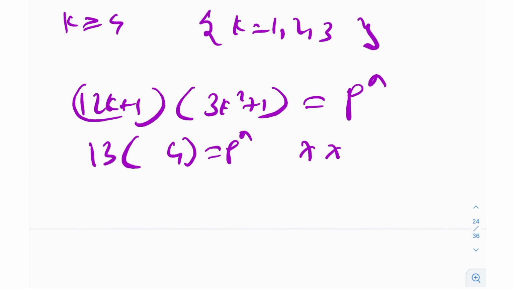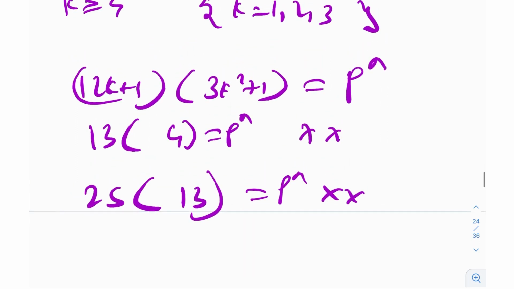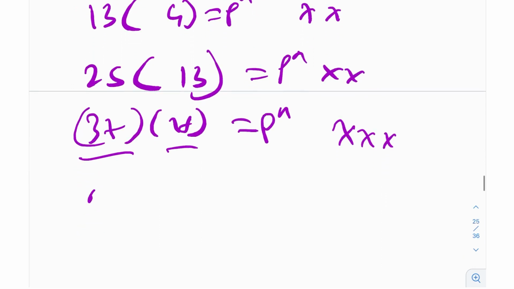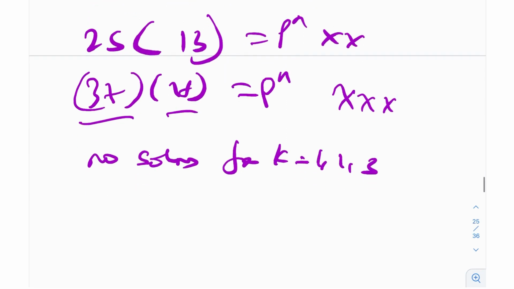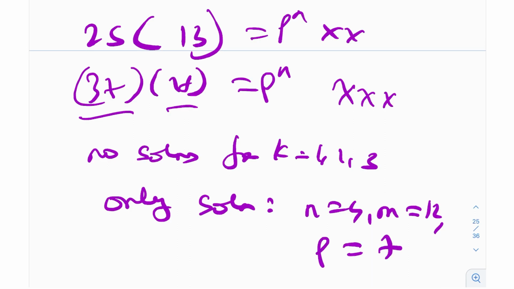If I plug in k is equal to 2, I'll get 25 times 13, which again can never be p raised to the power n. If I plug in k is equal to 3, I'll get 37 times 28. Will that ever be p raised to the power n? Never, right? Because this is prime, this is not, so it can never be p raised to the power n. So no solutions for k is 1, 2, 3. So the one and only solution is n is 4, m is 12, and p is 7.